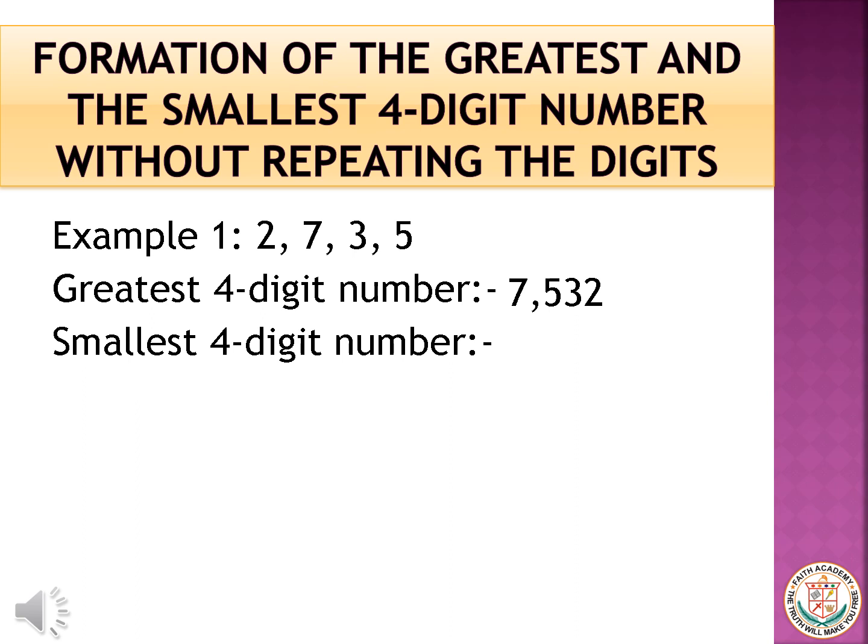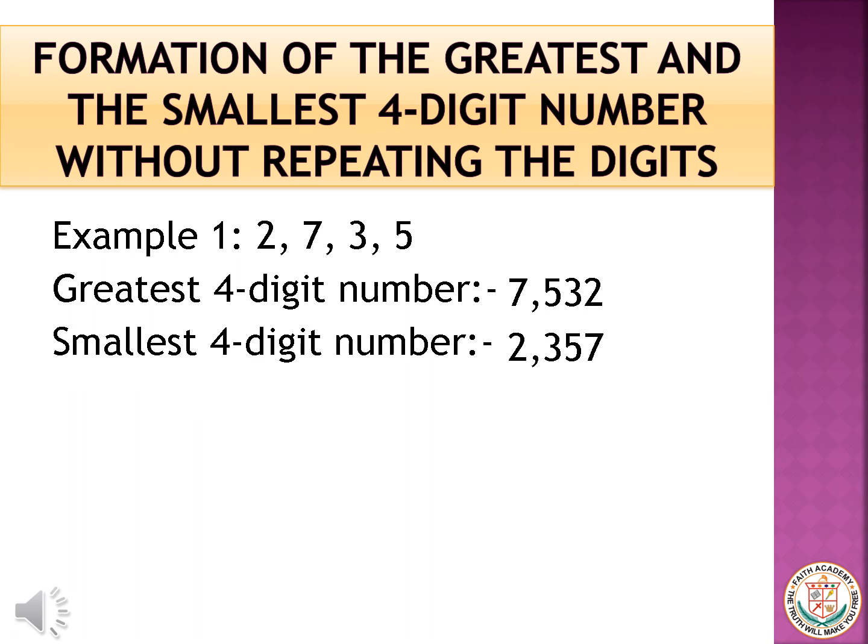Again, using the same system, the smallest digit, which is 2, is placed in the thousands place, 3 in the hundreds place, 5 in the tens place and 7 in the ones place, which makes the smallest 4-digit number to be 2357. Now let us look to the second example.